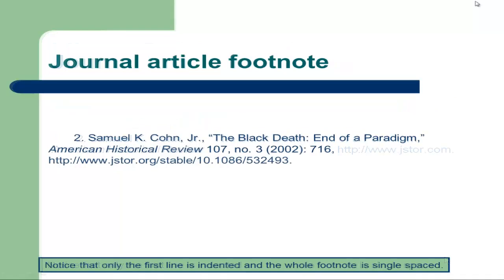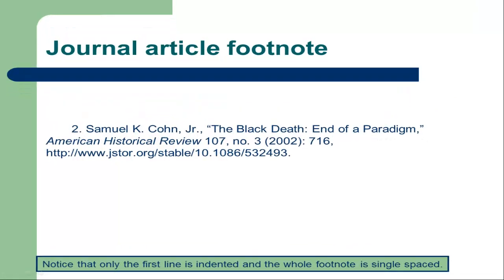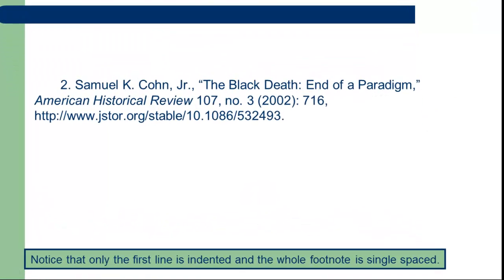We're going to take a look at a journal article from the database JSTOR. Just like the other footnote, again, the first line is indented, and because this is our quote-unquote second footnote, you'll notice it's a number 2, so we're kind of pretending we're doing a paper here, so this would be our number 2 footnote. And again, we are, of course, single-spaced.